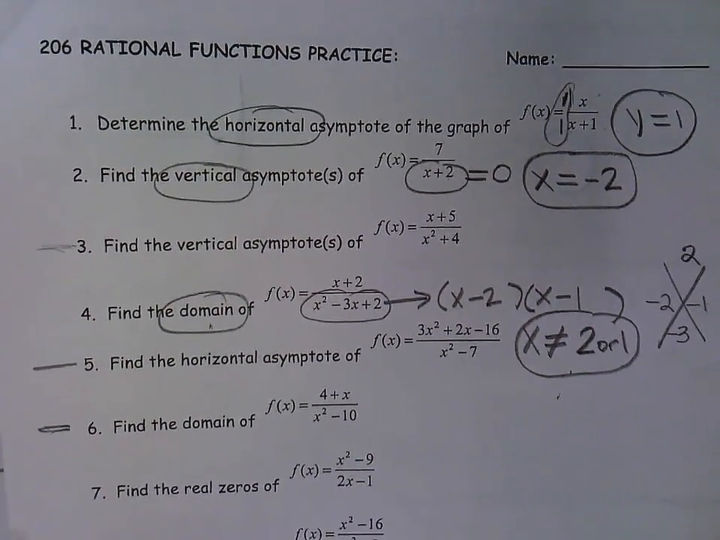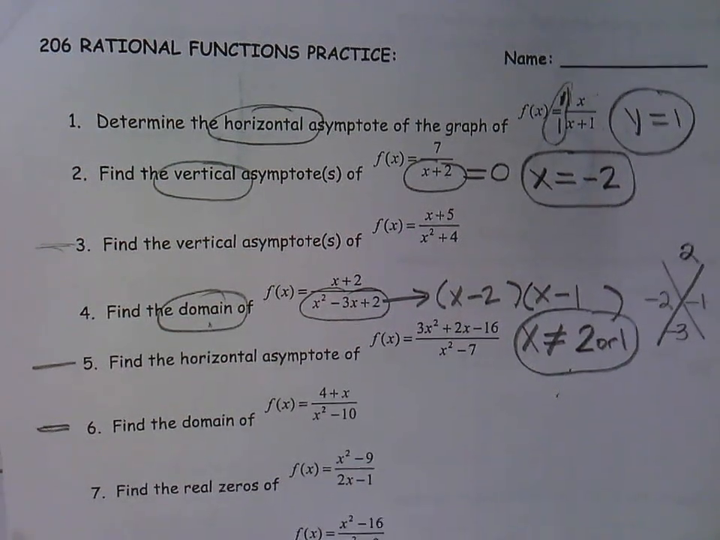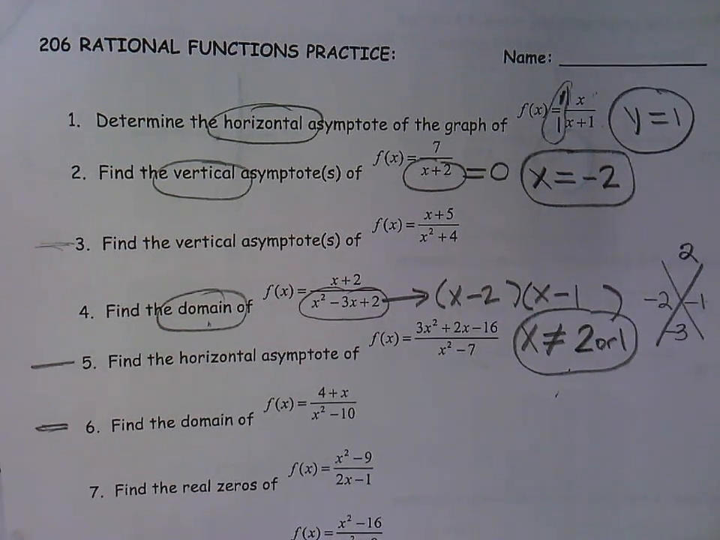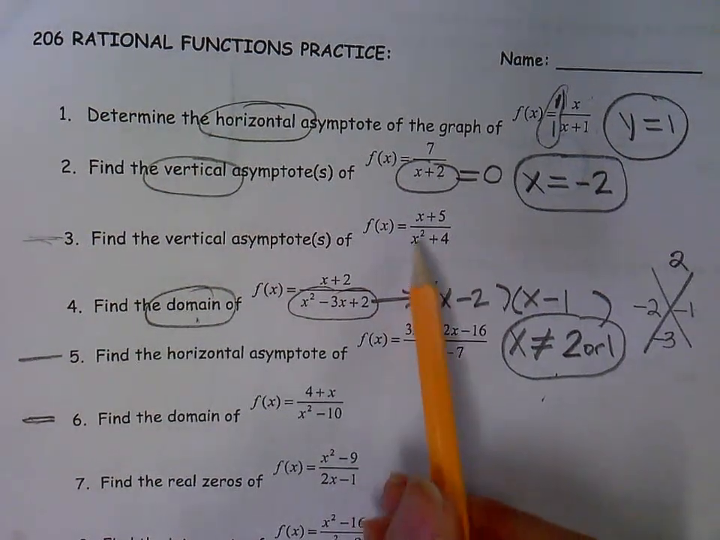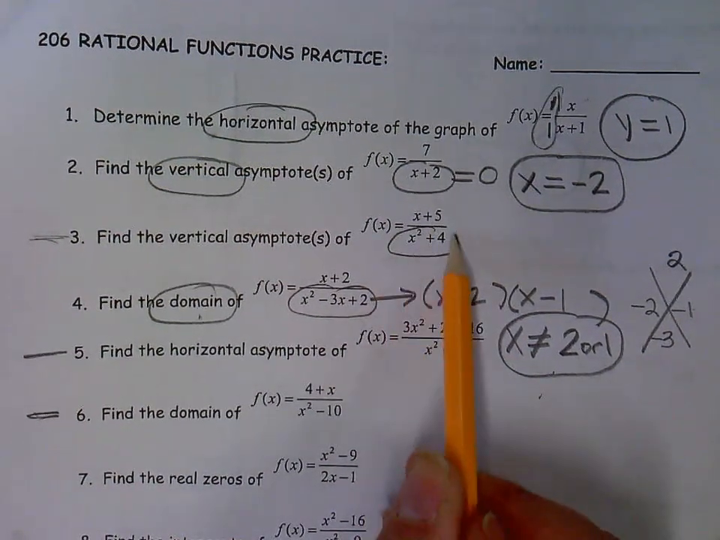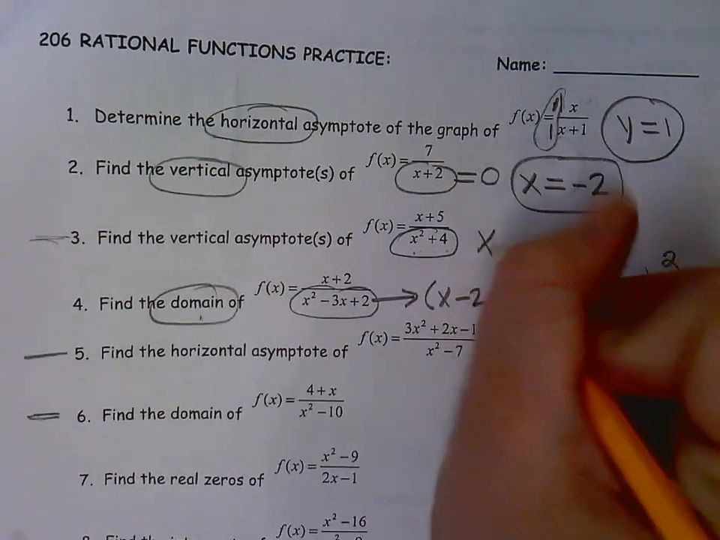All right, I'd like you to take a couple minutes, try 3, 5, and 6, because we just went over one of each of those. If you want to keep us moving a little bit, number 3 is a little bit of a trick question. You look at your denominator, x squared plus 4. Can that ever equal 0?